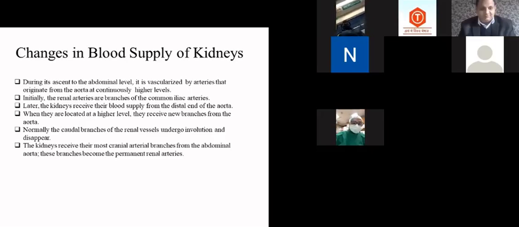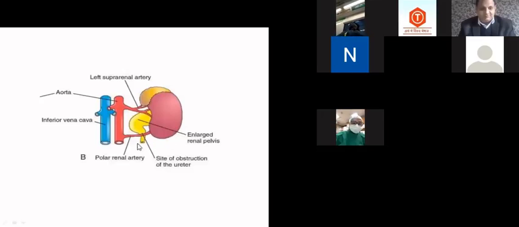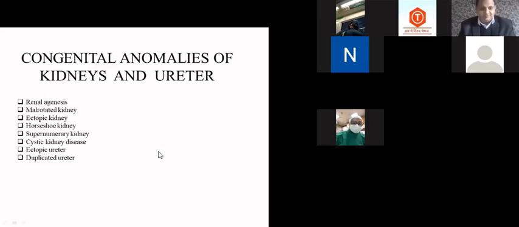So, in case the caudal branches don't undergo involution and disappear, what will happen? We can see in this diagram, for example, this branch is persisting. It has not involuted, it has not disappeared. So it can compress the ureter and may lead to hydronephrosis.